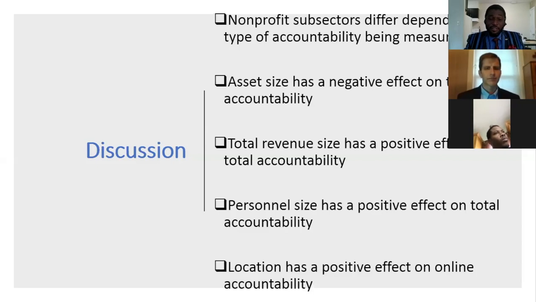And one interesting finding in that study was also that location has a very positive effect on online accountability. In this sample, I should say that most of the organizations were actually located in Evansville. 78% were located in Evansville. This might have also contributed to this result, because most of these organizations are of similar size. They're medium-sized nonprofit organizations with similar revenue and so on and so forth. Probably this is why we came up with this finding and this conclusion.